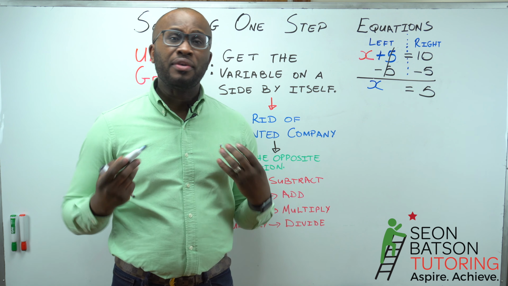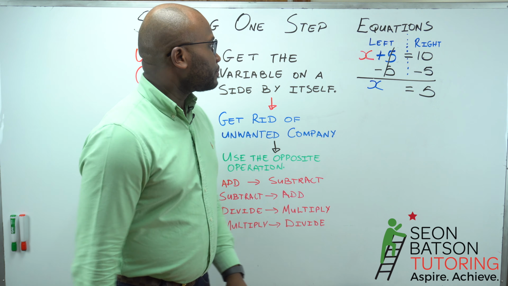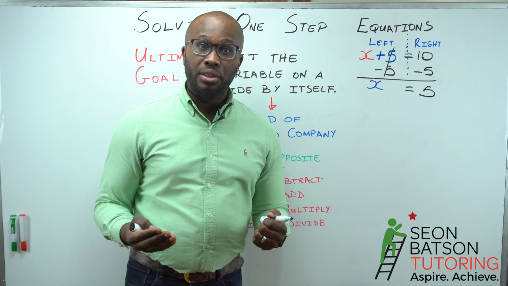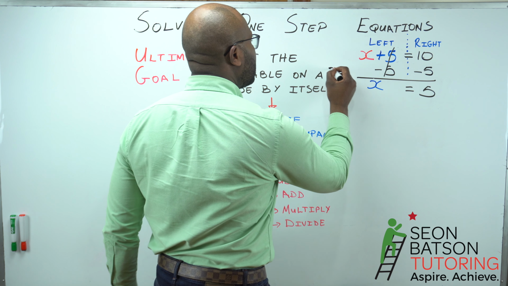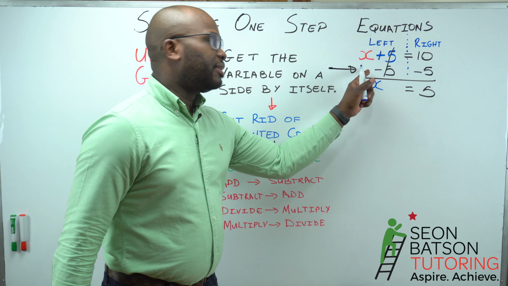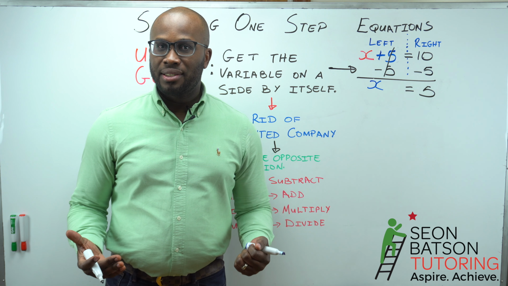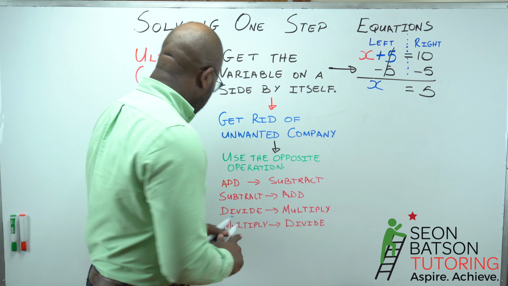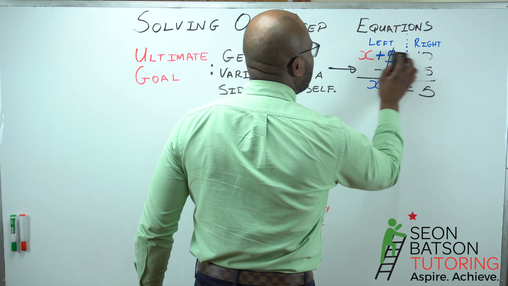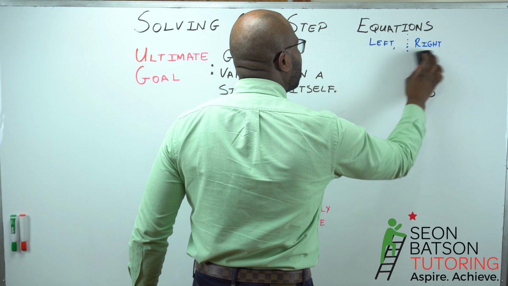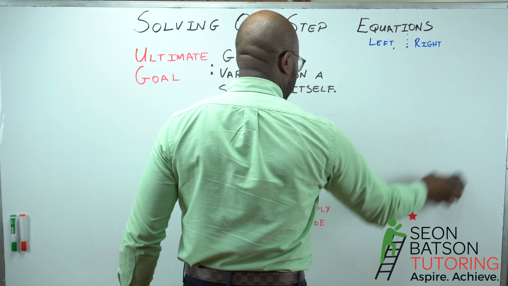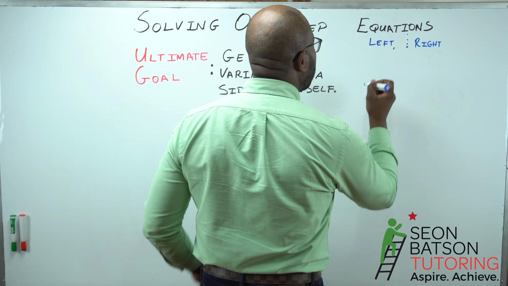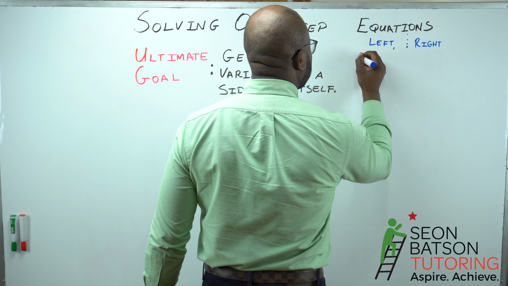Very simple process, yes? Now, note, these equations are called one-step equations because only one step is required to get the variable on a side by itself. Get the idea? Very simple process. Let's try another one here. It's a very fun and simple process. Our ultimate goal will always be to get the variable by itself.